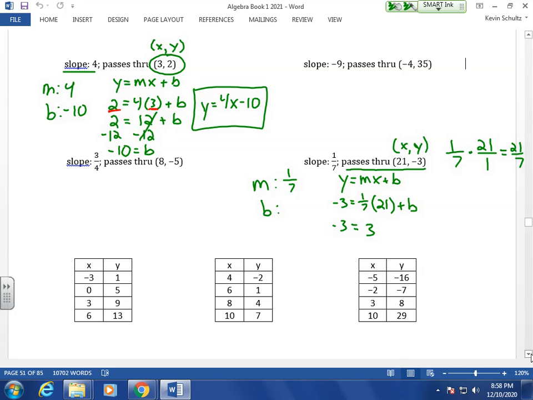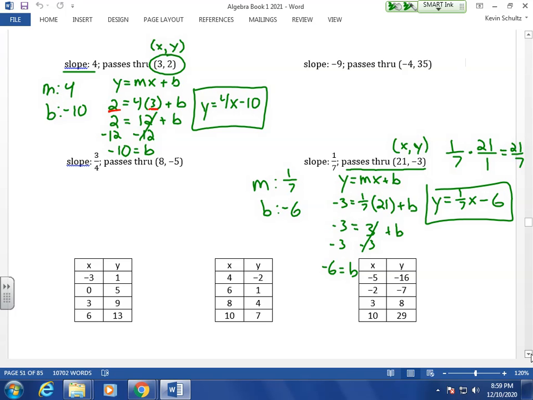But anyway, negative 3 equals 3 plus b. To get b by itself, one-step equation, subtract 3 from both sides, cancel that out. Negative 3 minus 3 is negative 6, and that equals b, which is the other part that we need to write this equation in slope-intercept form. So our answer: y equals our slope 1/7 times x, y-intercept negative 6.